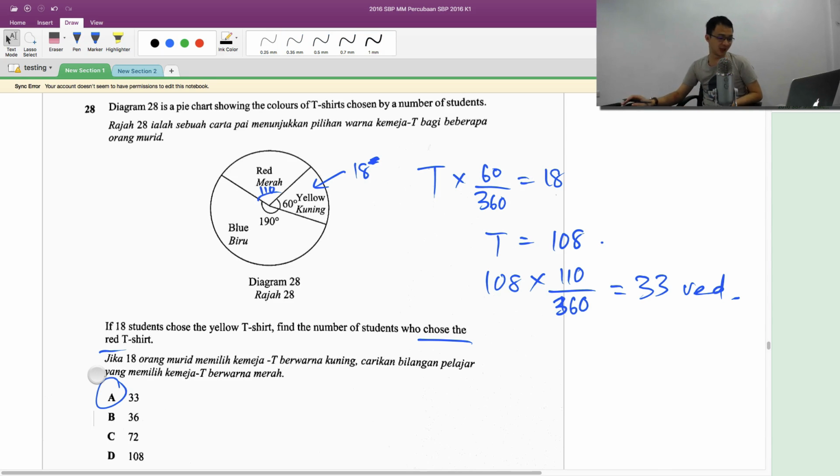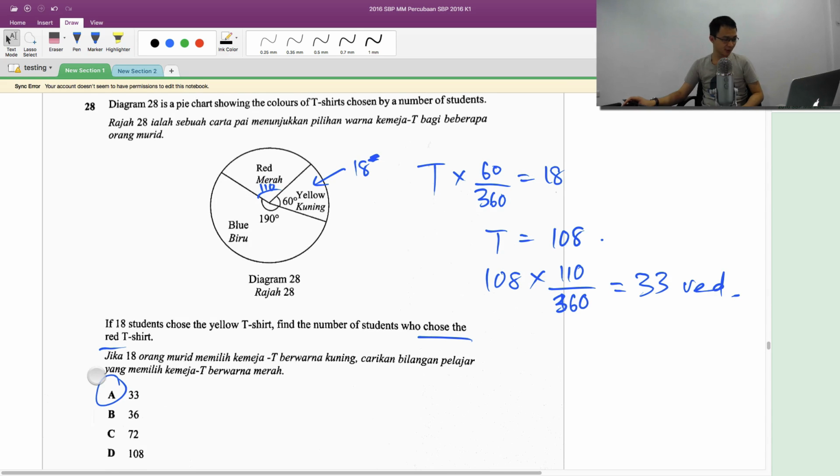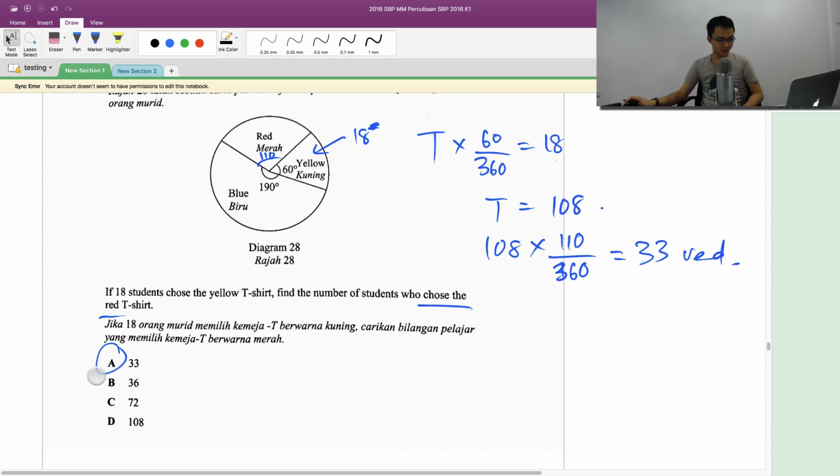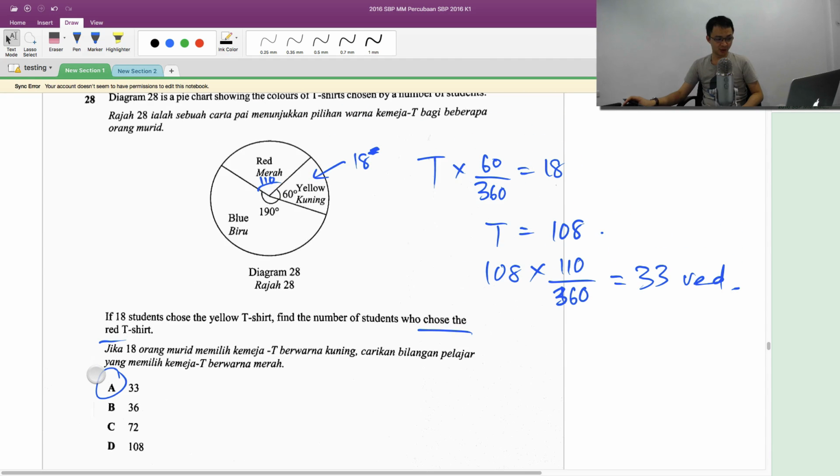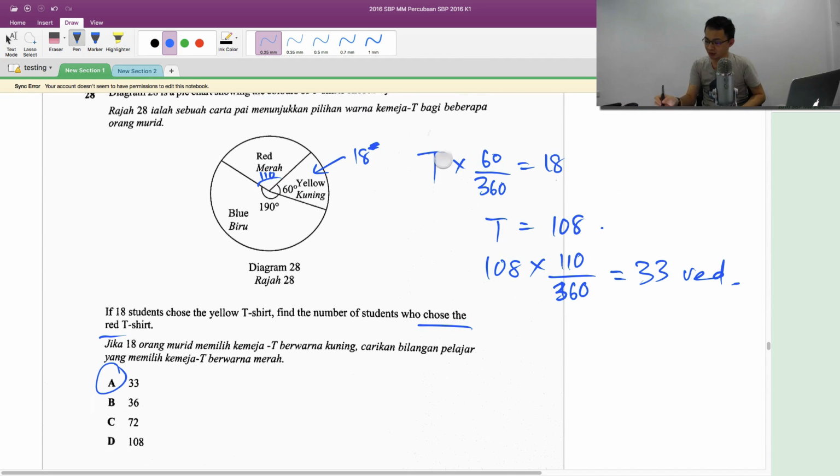Okay, so it's quite easy if you understand the pie. The whole pie basically is 360. Question 28. Okay, so is that okay? Because total here you should divide by total. But total is 360 degree because this is a pie chart.